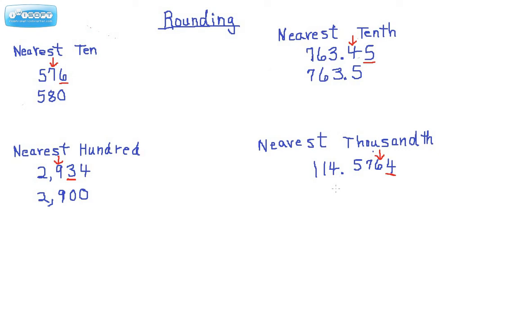In this bottom right problem, we have 114 decimal 5764, and this is asking us to round to the nearest thousandth. Well, the 6 is in the thousandths place, and we look at the number to the right of that, and since this number is 4, we will not round up here. We'll leave it the same.